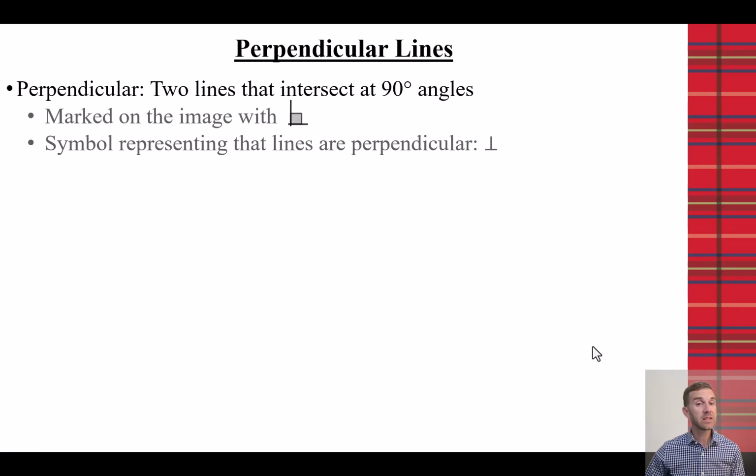Now, perpendicular lines are two lines that intersect at a 90-degree angle. And we're going to use that right angle, that little box in the corner, to represent that they are going to be a right angle when we have an image.